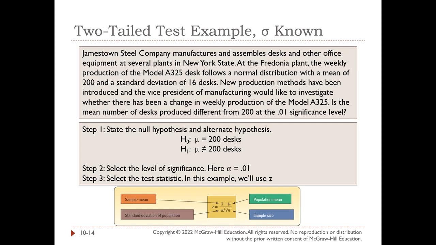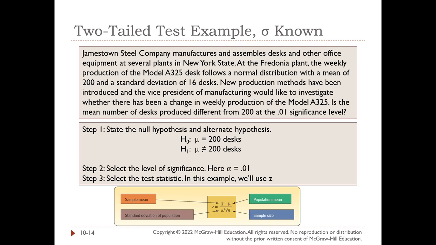Example, when standard deviation is known. Jamestown Steel Company manufactures and assembles desks and other office equipment at several plants in New York State. At the Fredonia plant, the weekly production of the model A325 desk follows a normal distribution with a mean of 200 and a standard deviation of 16 desks. New production methods have been introduced, and the vice president of manufacturing would like to investigate whether there have been changes in weekly production of the model A325. Is the mean number of desks produced different from 200 at the 0.01 significance level?